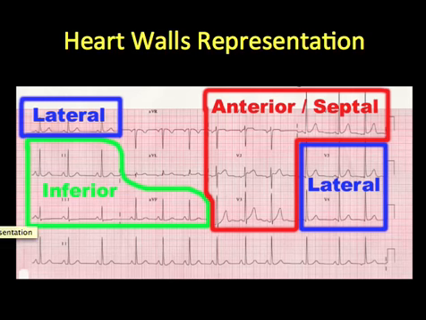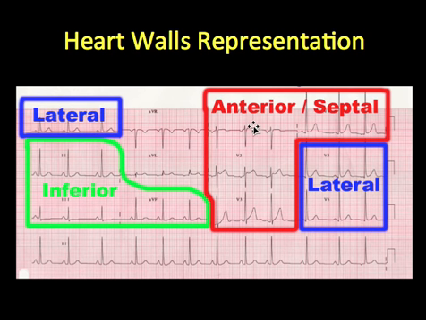And these are the different leads which represent different walls of the heart. So remember, this is lead 2, 3, AVF. These represent the inferior wall. So if I see changes here, if I see ST elevation here, I would say this patient has got inferior wall MI or inferior wall ST elevation MI or inferior wall infarction.